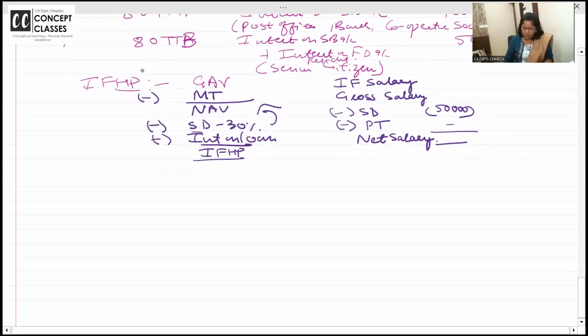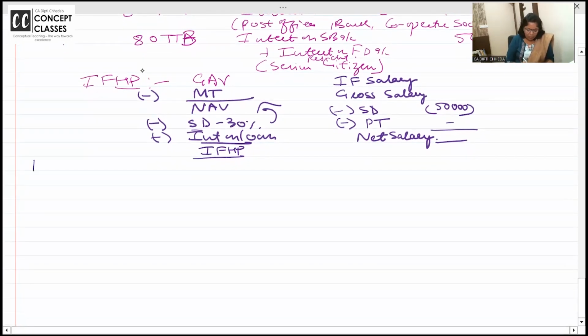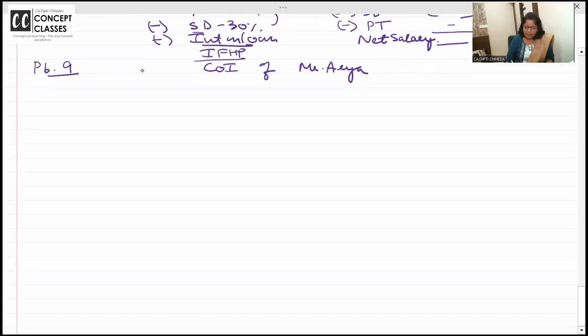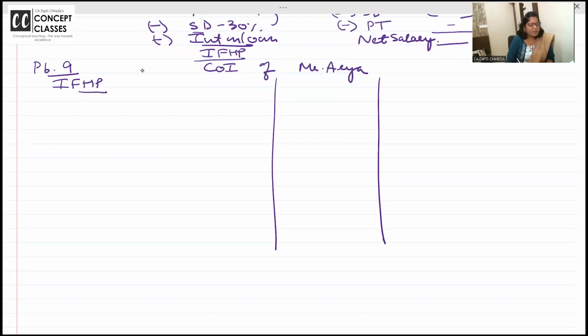Okay. Write down, continue writing in your book, problem number 9. Is my speed fine? Are you all able to write what I am writing on screen? Computation of income of Mr. Arya. Particulars, amount. Always I will start with income from house property.